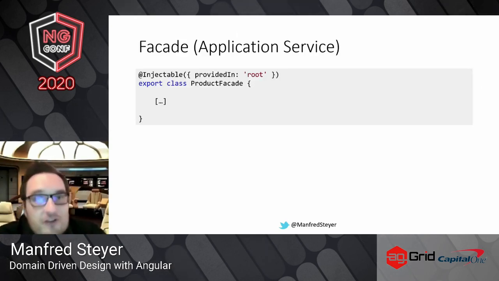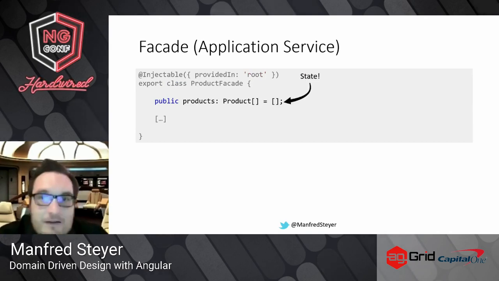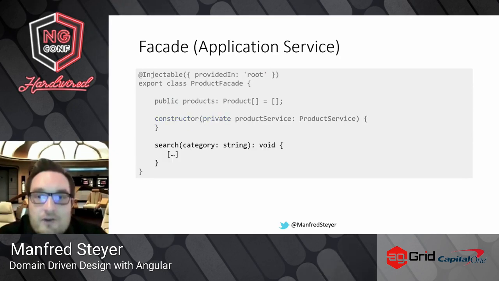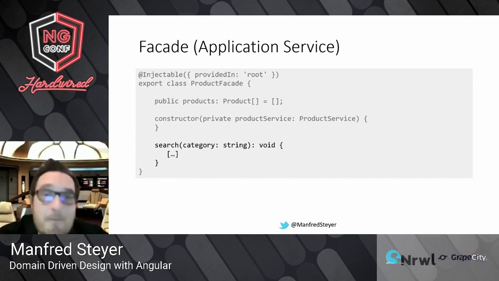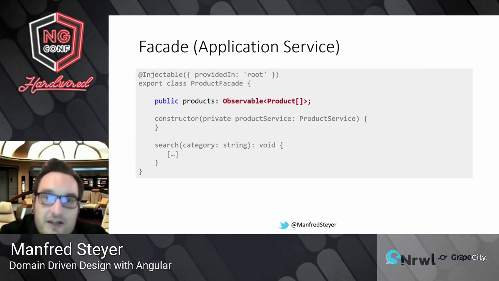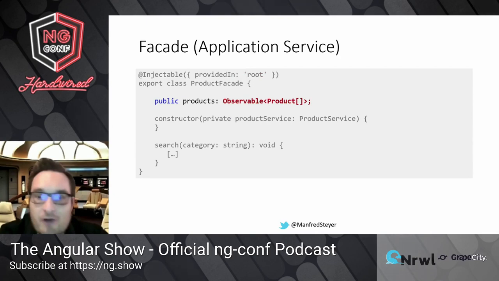This facade is just a service. It can hold some state. This here is the state. It has a constructor which gets hold of the other stuff by means of dependency injection, and it provides some methods for your use case. Of course, it would be a nice idea to not make Angular to pull the state, so please use observables here. Observables are also the key for messaging between parts of your application.